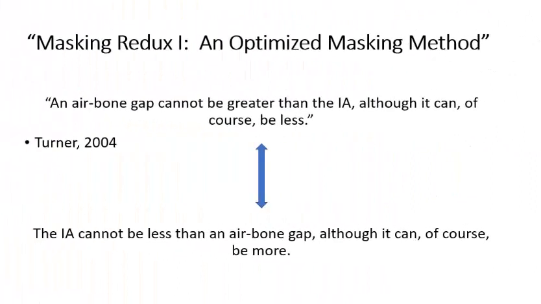This is why Robert Turner has defined the relationship between air bone gaps and the IA in this manner. The IA cannot be less than an air bone gap, although it can, of course, be more.